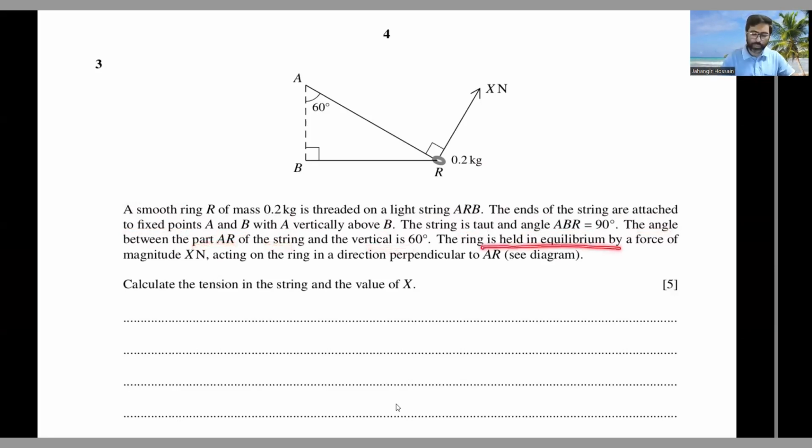The ring is held in equilibrium by a force of magnitude X newtons acting on the ring in a direction perpendicular to AR, as shown in the diagram. We have to calculate the tension in the string and the value of X.